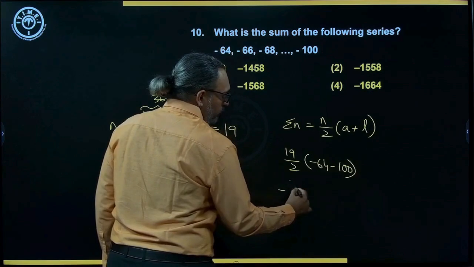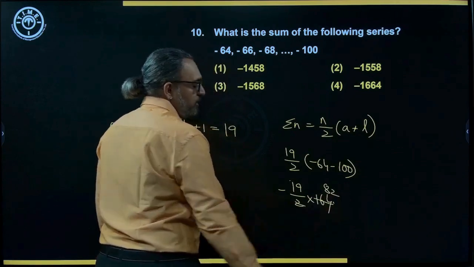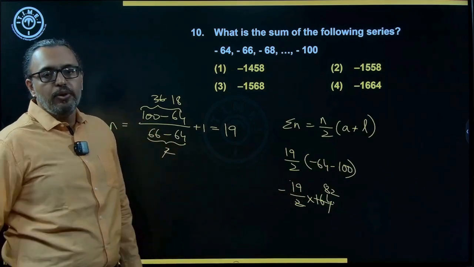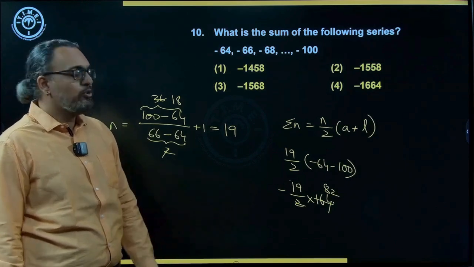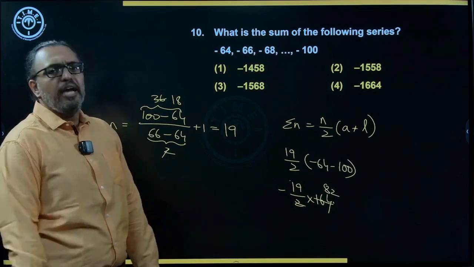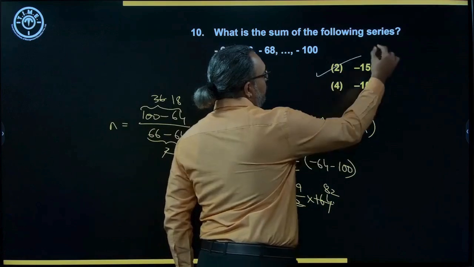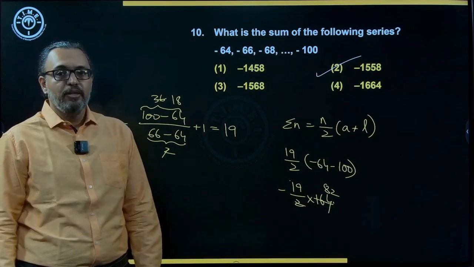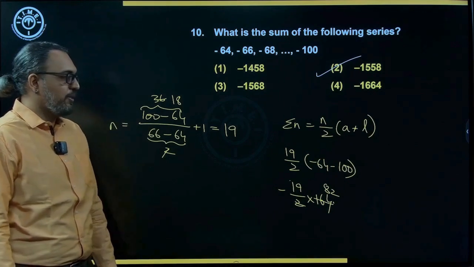Correct? So negative 19 by 2 into 164. So this goes 82 times. So 19 into 82. So you can do 20 into 82 and you can subtract 82 from the total. 20 into 82 is easy, no? So 20 into 82 is how much? 164. Correct? 1640. 1640 minus 82 you do. So you will come up with a value of 1558. Choice 2. 1640 minus 82. Understood? Yeah. So that's the answer you'll get.